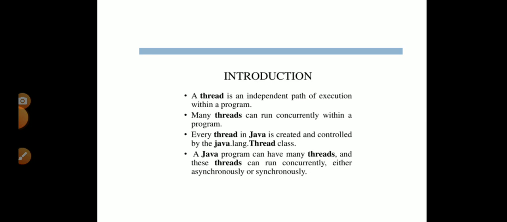For example, a thread is an independent process. It runs concurrently within a program. If you want to create a thread, you have to use the java.lang.Thread class. In a Java program, many threads can run at a time. So this is the introduction about threads. Some important points: a thread is a lightweight process, a sub-process, and it has a separate path of execution. The threads are independent because they won't affect the execution of the other threads. Normally a thread is executed inside the process.